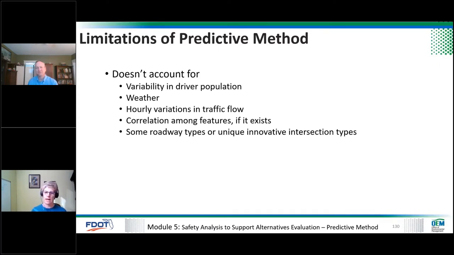And right now, HOV and HOT lanes aren't included, though there's some research that should be coming out this year about that. So it helps, it's the best available, and with all things, it's not always going to be our solution, and we're going to have to sort of cobble things together, as we talked about a little bit yesterday. So that's the predictive method in a nutshell.